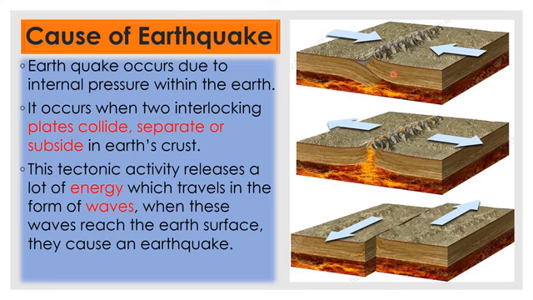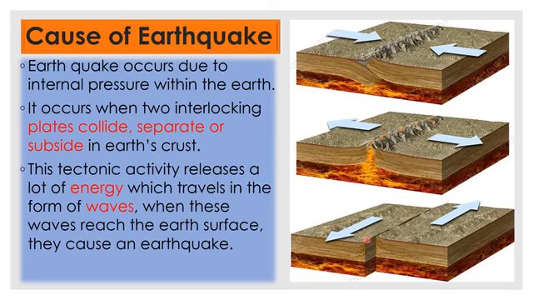So whenever two interlocking tectonic plates come towards each other, they collide. And this collision leads to the formation of fold mountains. And when these interlocking plates separate from each other, valleys and rifts are formed. Sometimes this separation of tectonic plates leads to the formation of volcanoes.